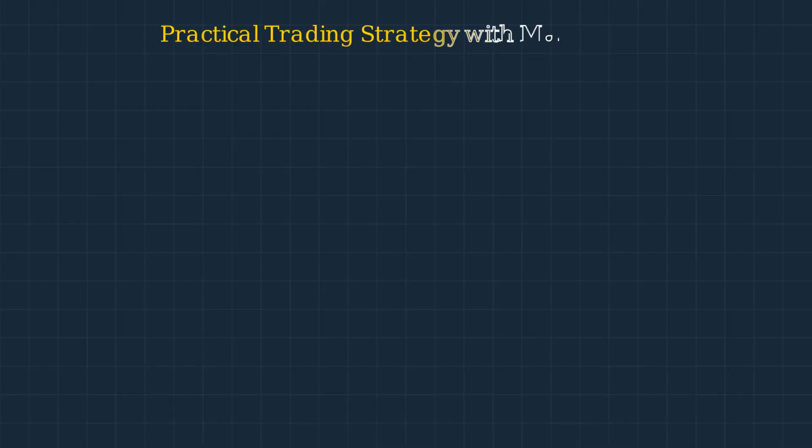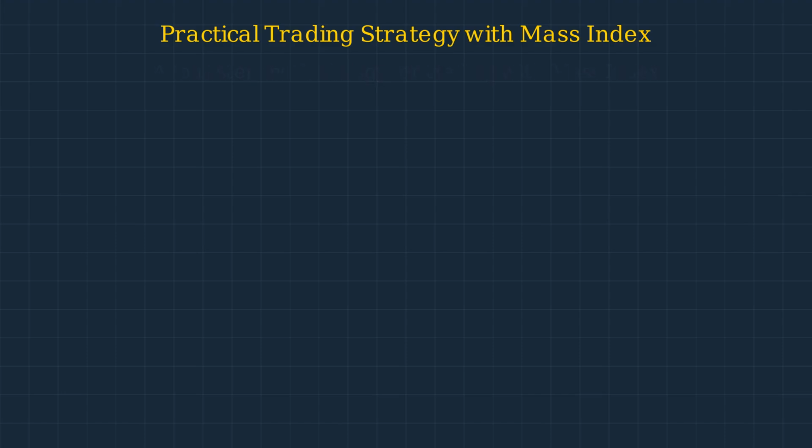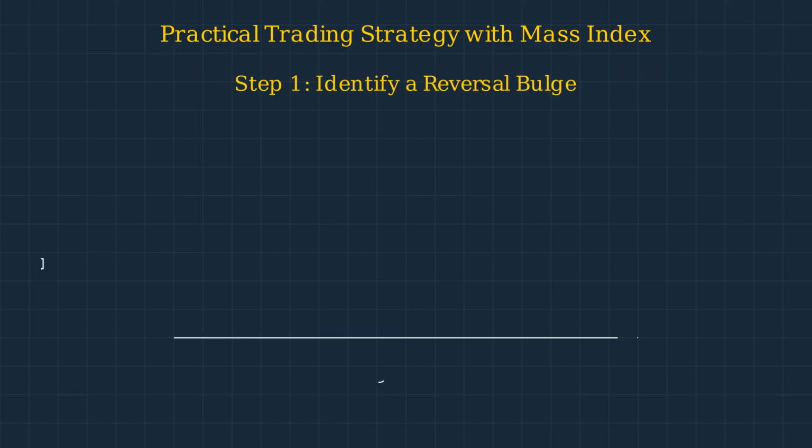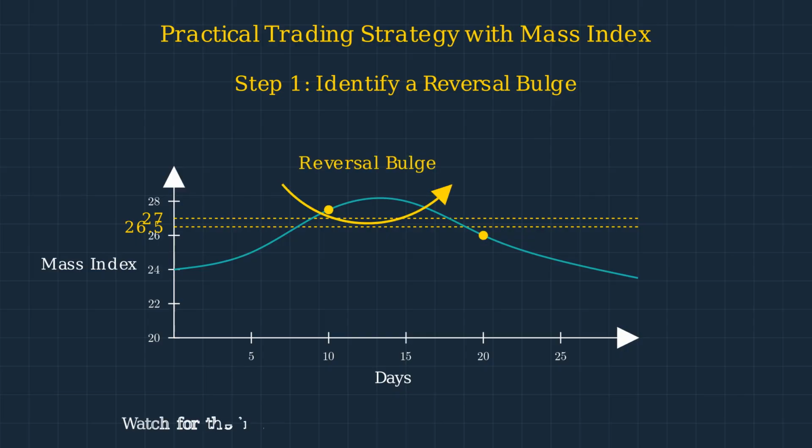The mass index indicator can be powerful when incorporated into a structured trading approach. Let's examine a practical four-step strategy. Step 1. Identify a reversal bulge in the mass index indicator. This occurs when the indicator rises above 27 and then subsequently falls below 26.5.